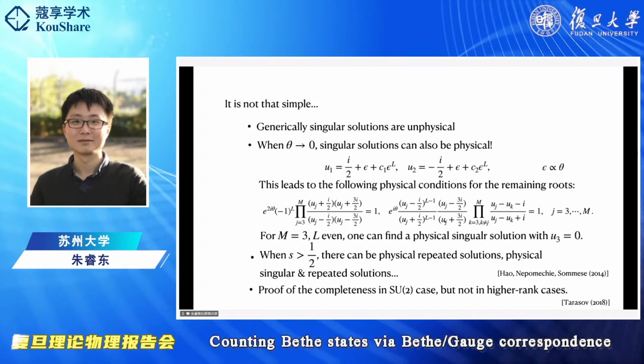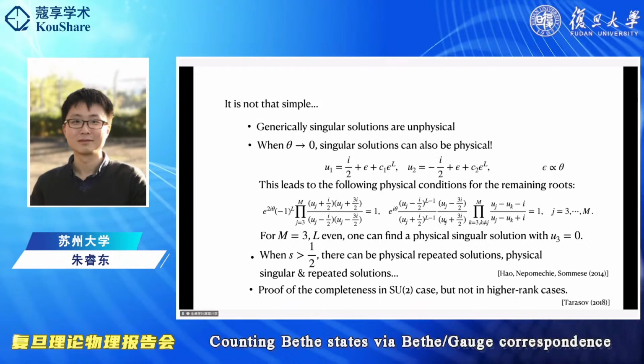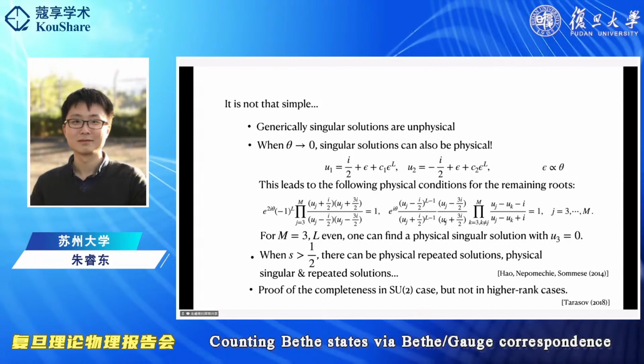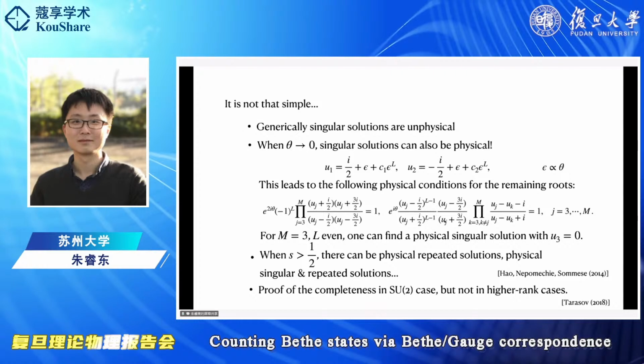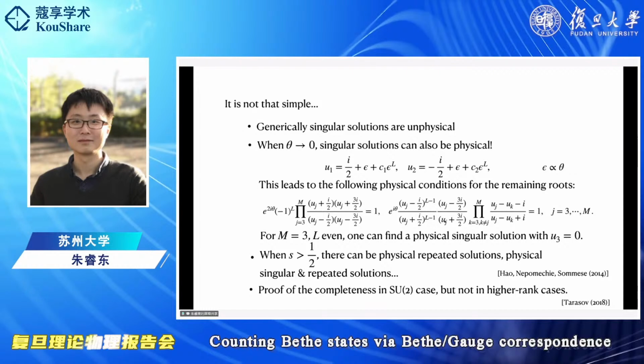And so this is a simple case with the spin equal to 1/2. Actually, when the spin gets larger, and also this is a spin chain with SU2 symmetry. If we consider a spin chain with a larger, like SUN symmetry, the situation will be more and more complicated. We can have a so-called physical repeated solution with the 2 Bethe roots equal to each other. That usually doesn't happen, but they can again be physical in some higher rank or higher spin cases. And we can have a physical singular repeated solution and so on.